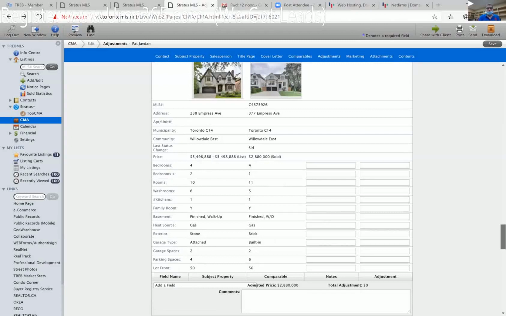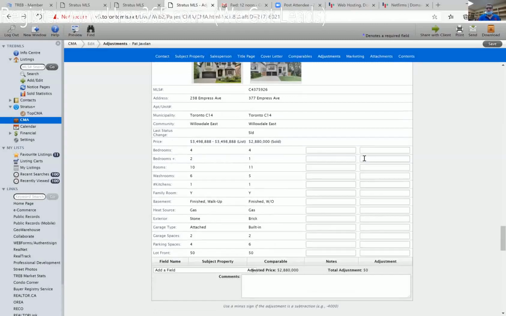It is one to two bedrooms. It is plus, it becomes 20,000. Washroom, bedroom, actually income is minus 20 again here. Washroom again, something like 30,000. Finished walk-up, walkout, minus 50.